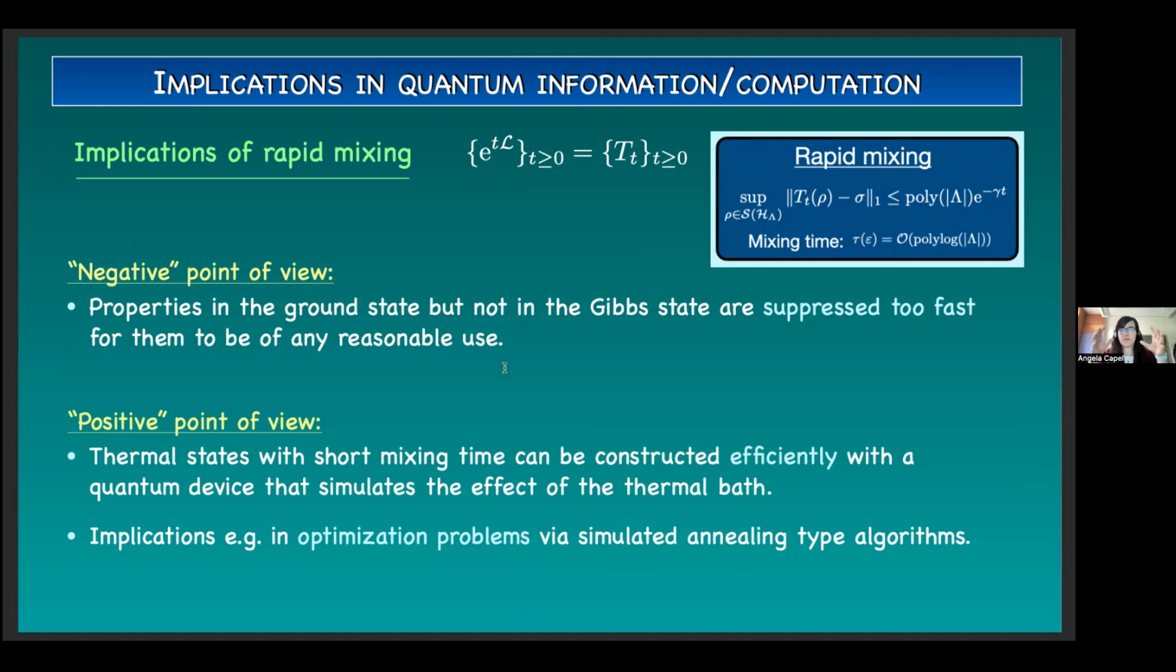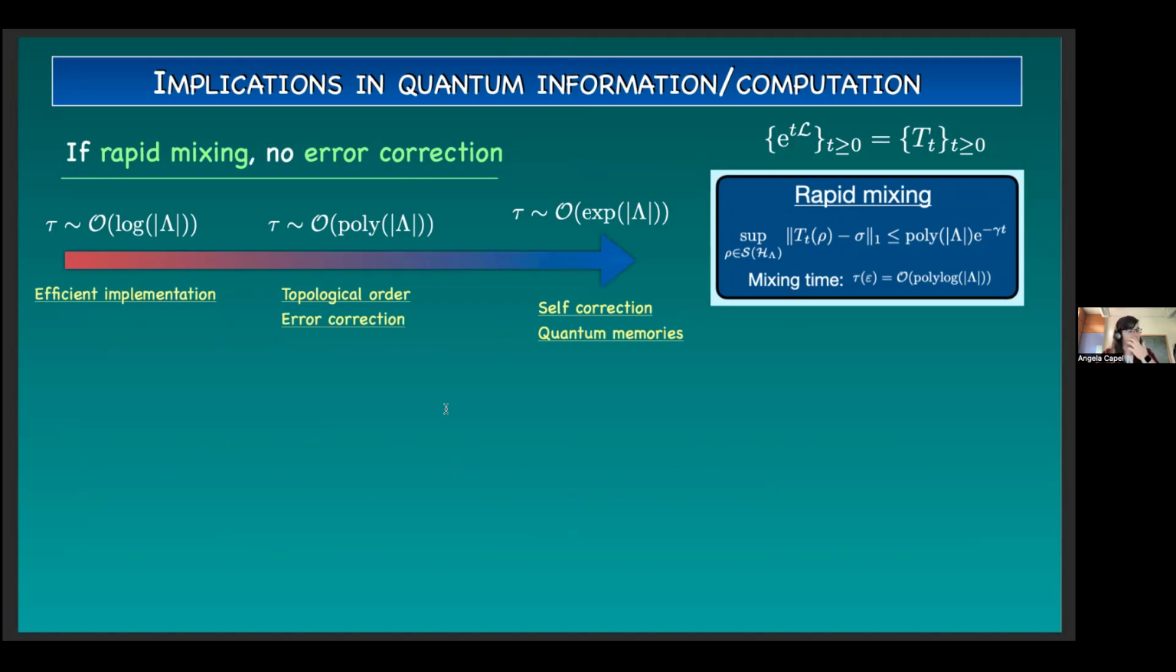However, if you want to see this from the positive point of view, if you are trying to engineer a Gibbs state that is at the end of your dissipative process, then if you have a short mixing time, or if you have rapid mixing, that means that your state can be constructed efficiently with a quantum device that simulates the effect of the thermal bath. And in particular, it has many implications in optimization problems, for example, if you do that via simulated annealing type algorithms.